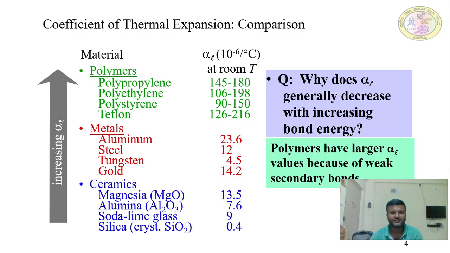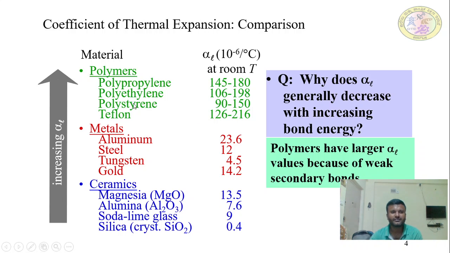Here, the steel material is the most important for civil engineering. We use steel for reinforced cement concrete, in steel bars. Its value is 12 into 10 to the power of minus 6 per degree centigrade, which we need to consider while designing our structural members. Other materials' values are also given.